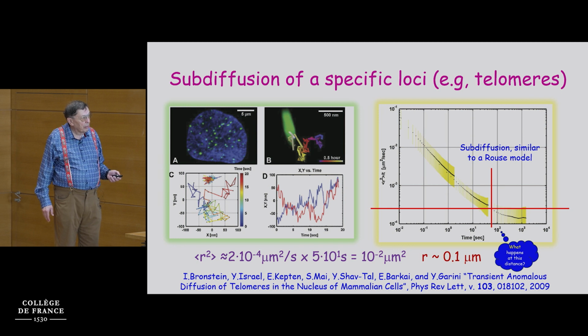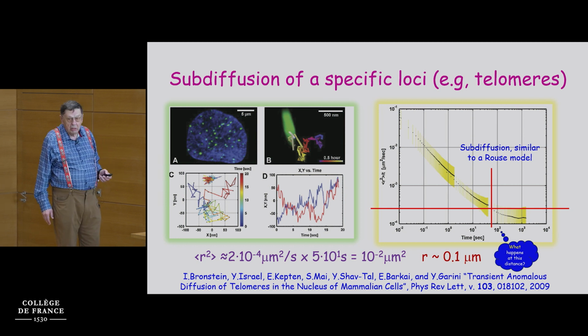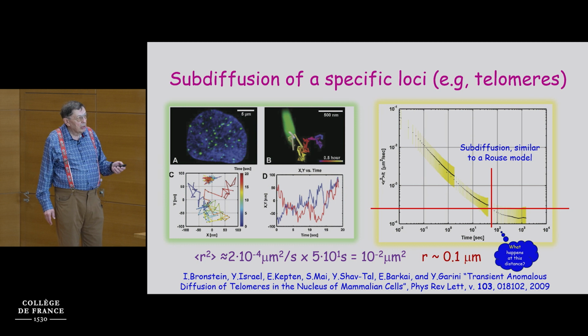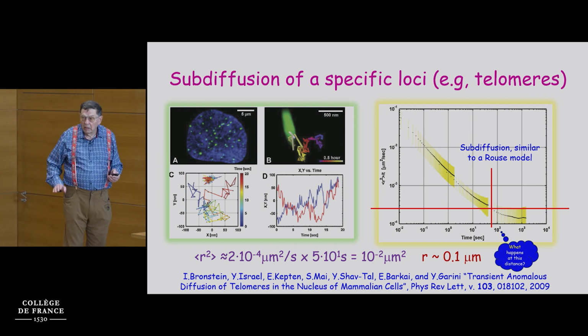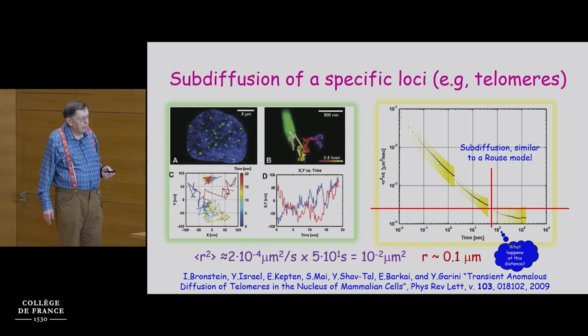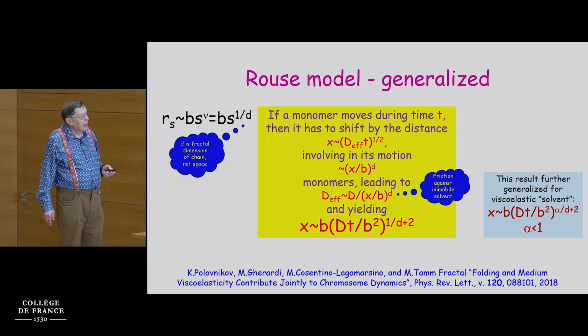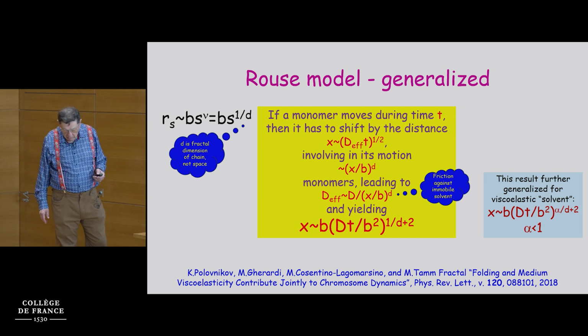This distance corresponds to 0.1 micron. What happens at this distance? I don't know. It's mysterious. My understanding of this experiment fails at this point. I do not know what happens here. It's unclear to me. But here is my story about Rao's model.